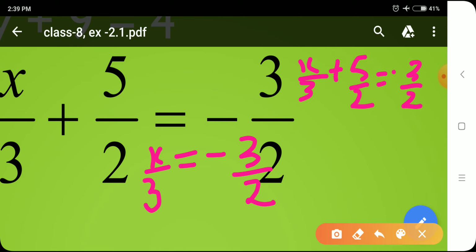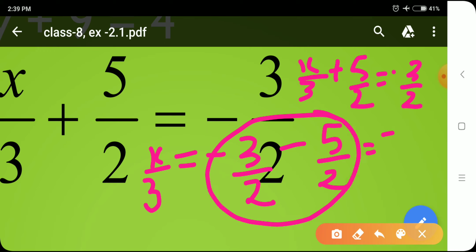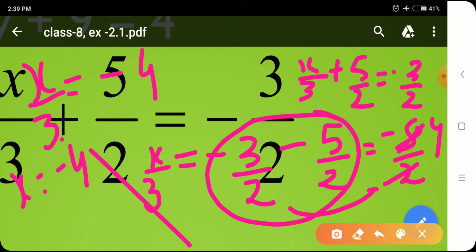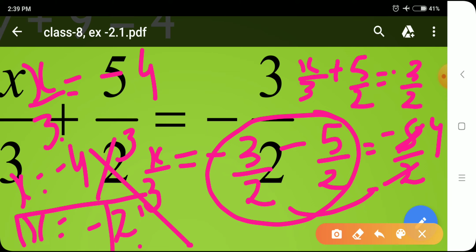This plus 5 by 2 will become minus 5 by 2. After taking LCM and solving this expression, you will get minus 8 by 2, and it will become minus 4. So after solving these expressions, you will get x by 3 is equal to minus 4, and this 3 is in division, so it will change into multiplication here, and the result will be minus 12. So x is equal to minus 12 will be your answer.